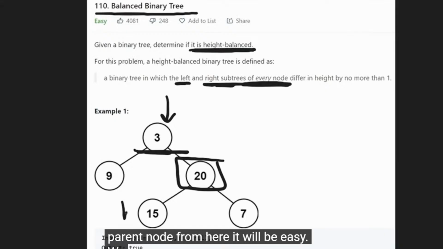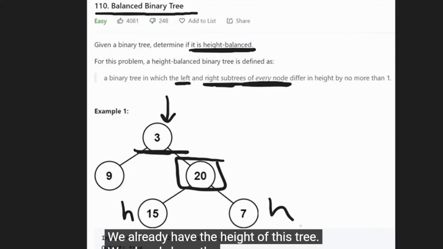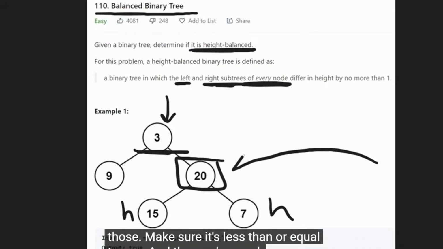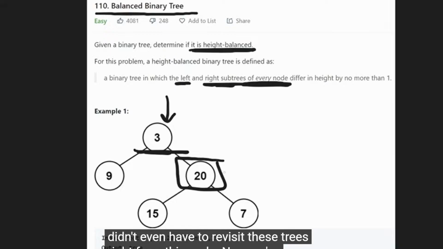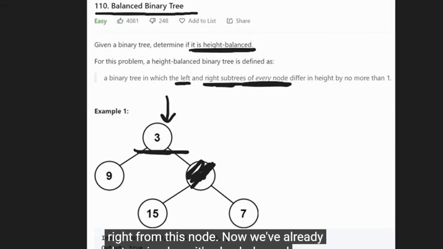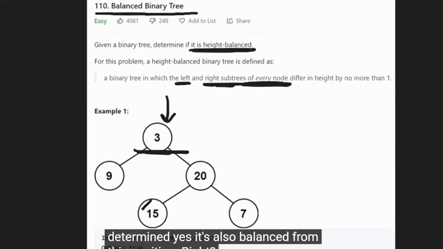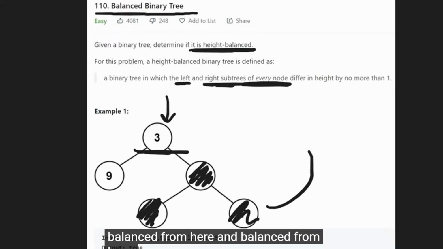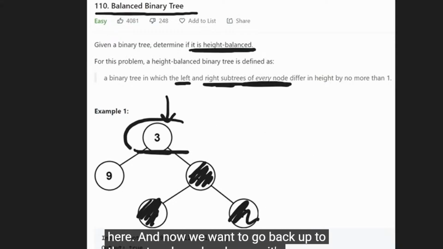We already have the height of this tree. We already have the height of this tree. We can take the difference between those, make sure it's less than or equal to 1, and then we're good. We didn't even have to revisit these trees, right? From this node, now we've already determined, yes, it's also balanced from this position, right? So now we've determined it's balanced from this node, balanced from here, and balanced from here. And now we want to go back up to the root node and make sure it's balanced from here.